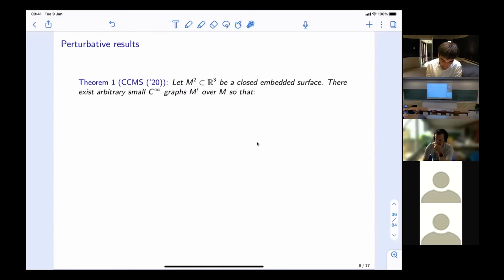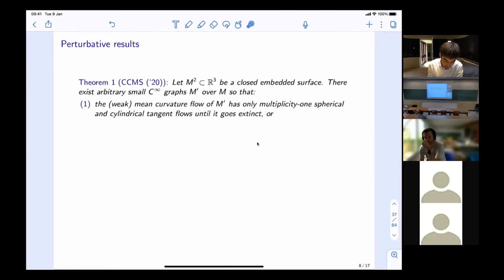So we can take an arbitrarily small C infinity perturbation of this initial surface M, so just a C infinity graph, or M prime over M, such that the following holds. Either we have the optimal statement: with this little perturbation we get exactly what we want. The weak flow has only multiplicity 1, so no sheeting, spherical and cylindrical tangent flows, now really generic. We really wiggle the initial data and get what we want.